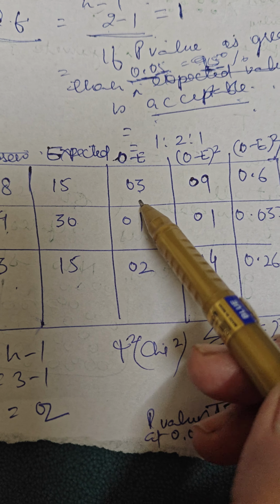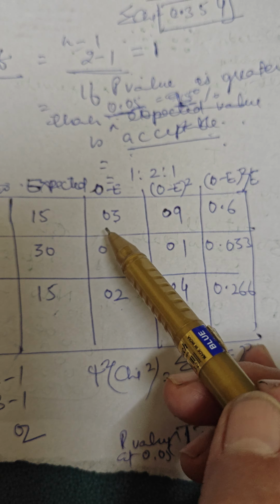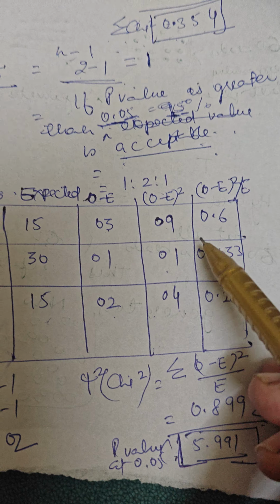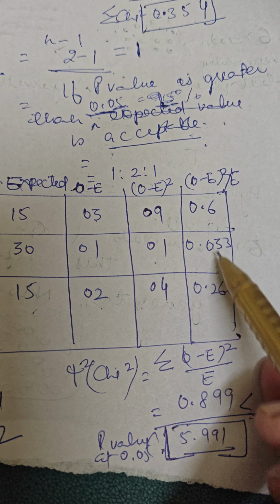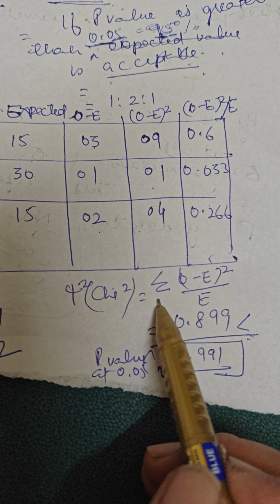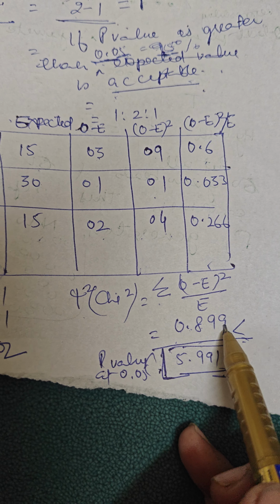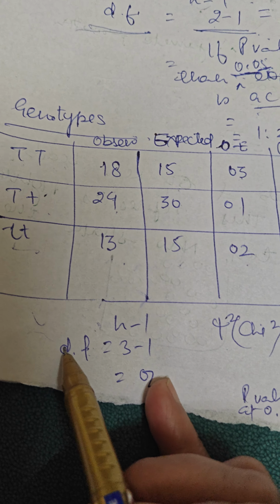So you can calculate the differences: 3, 1, 2. Their squares are 9, 1, and 4. Then you can calculate these values, and the chi-square you calculate comes out to 0.889. Now, how would you calculate degree of freedom?